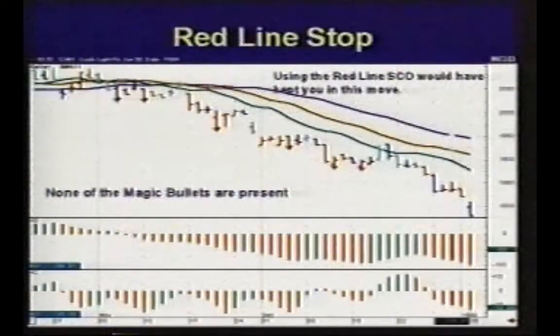Many times the market will rise up within the mouth of the gator, as you see here, but it doesn't close beyond that. It closes below it. So the red line is a stop close only, and it's meant to keep you in a trend. Now notice we have none of the magic bullets present. Once you start seeing magic bullets present, you may want to change your stop.